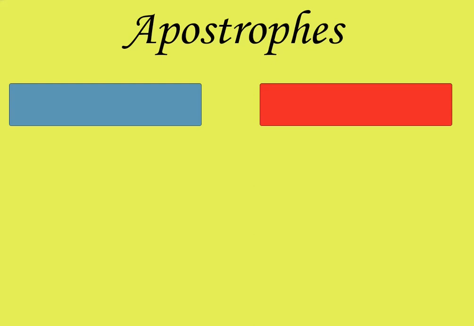Apostrophes are a form of punctuation which have two uses in our written language. They're used to show when two words have been contracted. We call this contractions. And we also use them to show possession, when someone or something is owned by someone or something else.